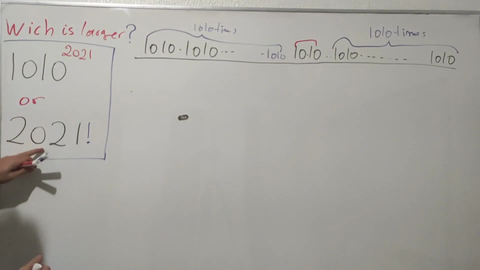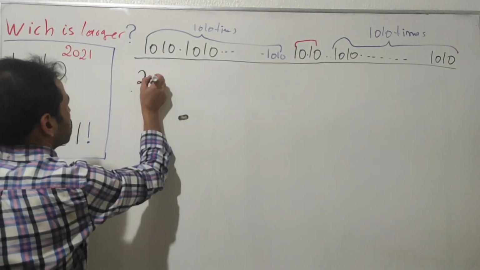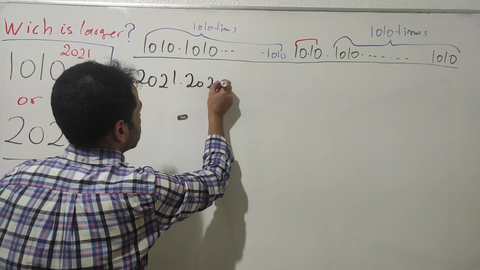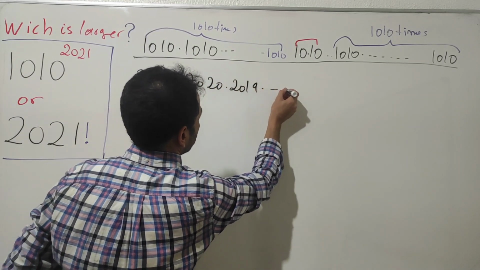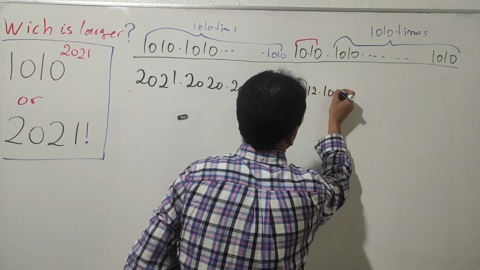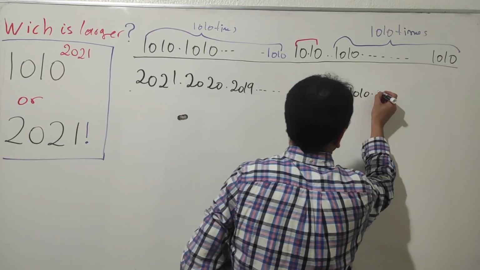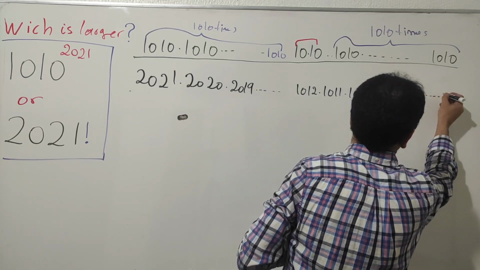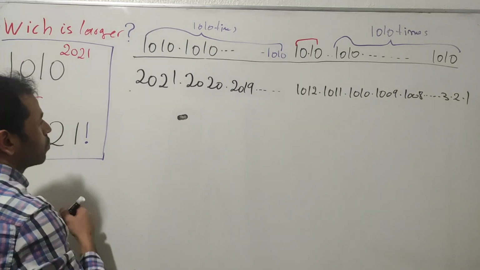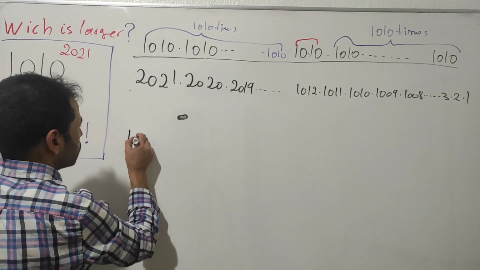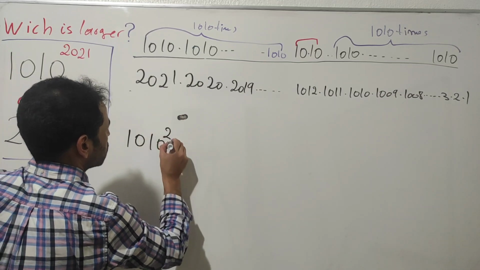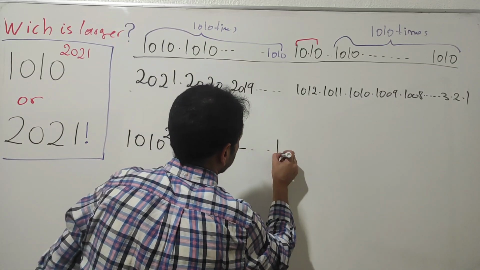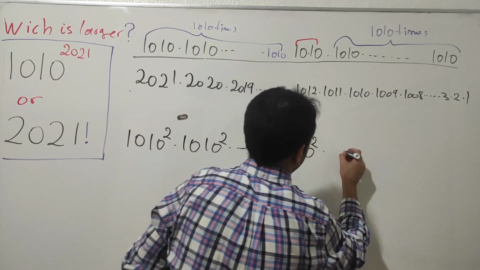For the factorial, I'm going to put it in the form of 2021, 2020, 2019, and all the way down: 1012, 1011, 1010, 1009, 1008, and keep going all the way down to 3, 2, 1. I'm going to write this one more time. I get 10 squared, 10 squared, 10 squared, and all the way down to 10 squared. Leave the last term, which is 10.